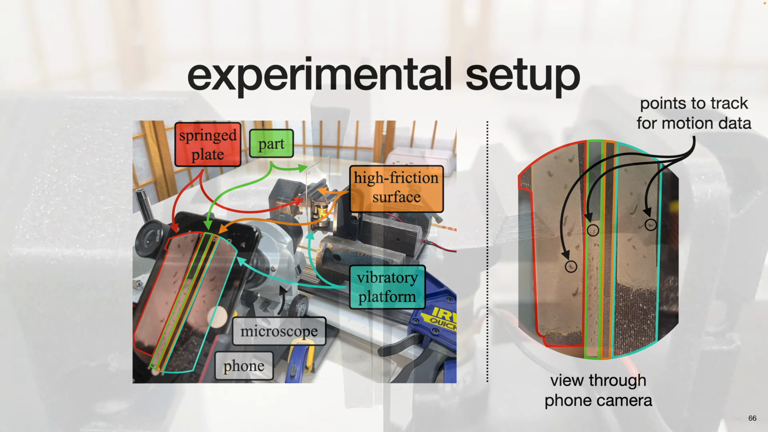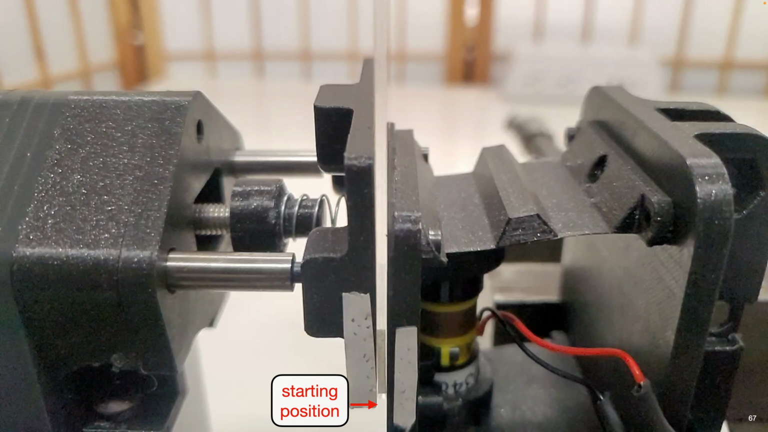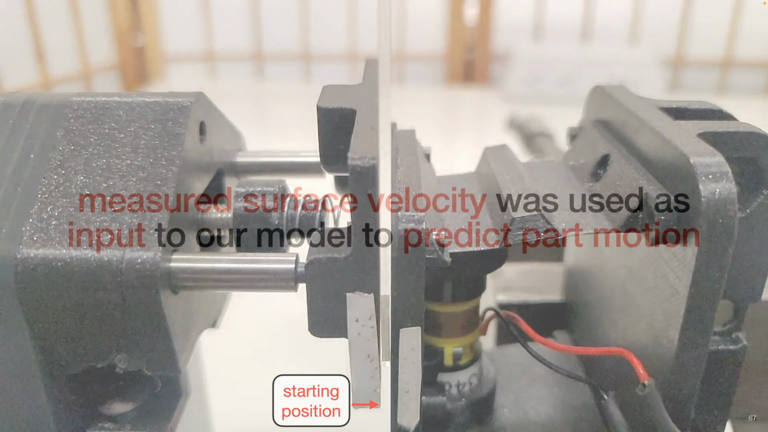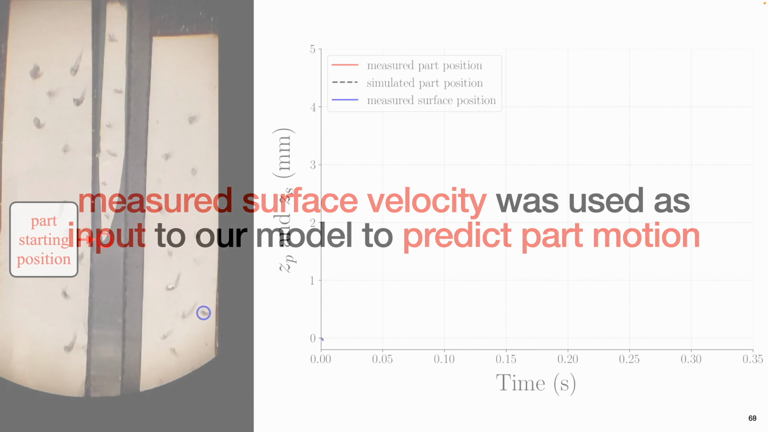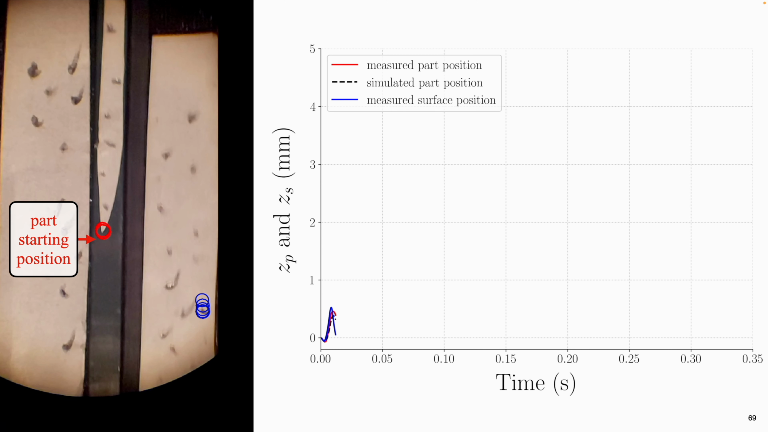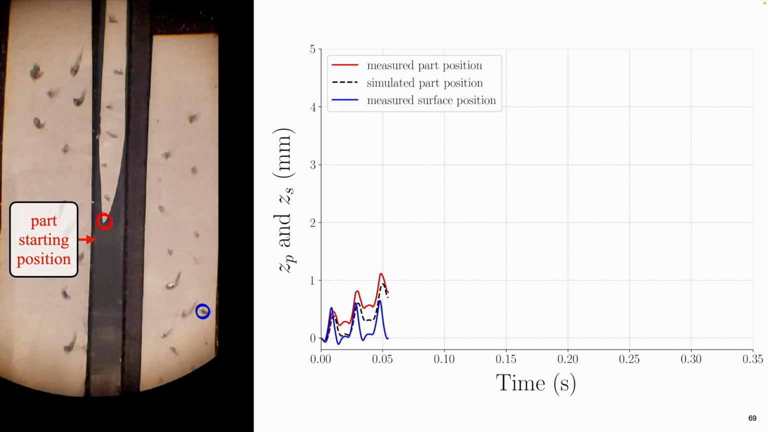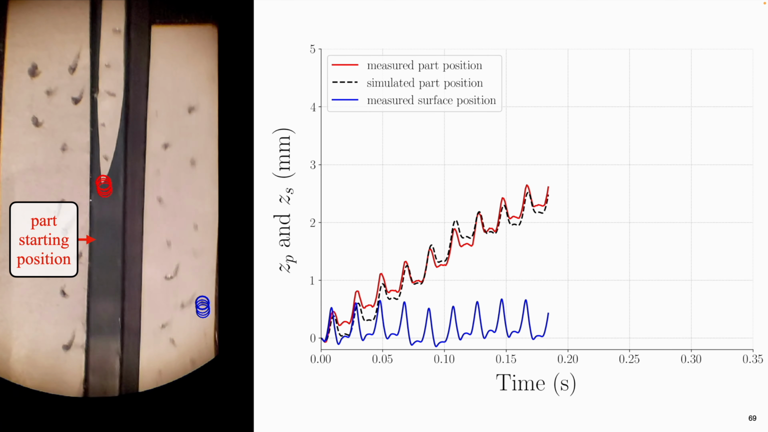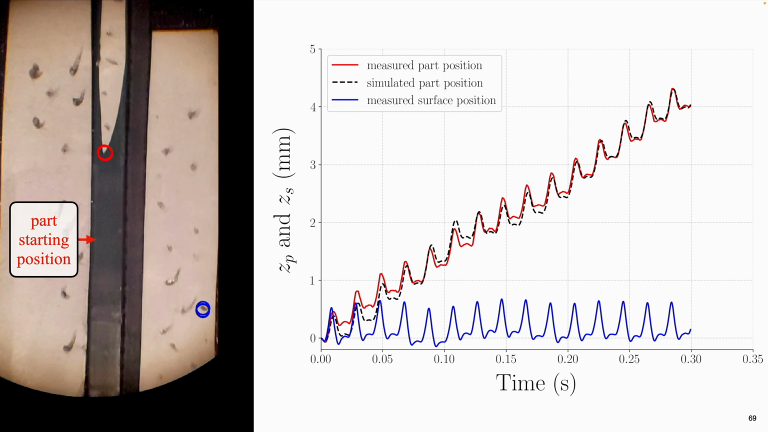A representative experiment is shown here, with the part moving upwards as oscillatory motion of the platform occurs. Tracked surface velocity was used as input to our dynamical model in order to predict part motion. On the left, we have the view through the phone camera, where the tracked part point is circled in red, and the tracked point on the surface is shown in blue. The corresponding colors are shown in the real-time position plot on the right. The simulated part position is shown in black.